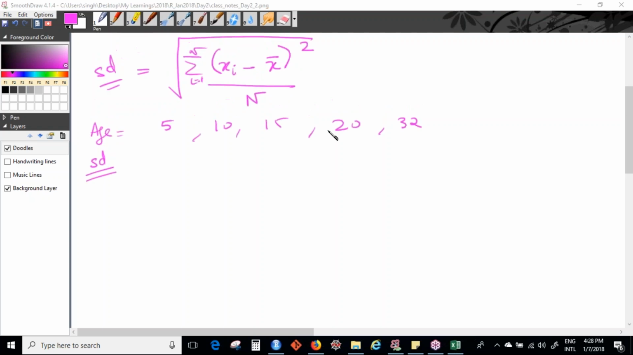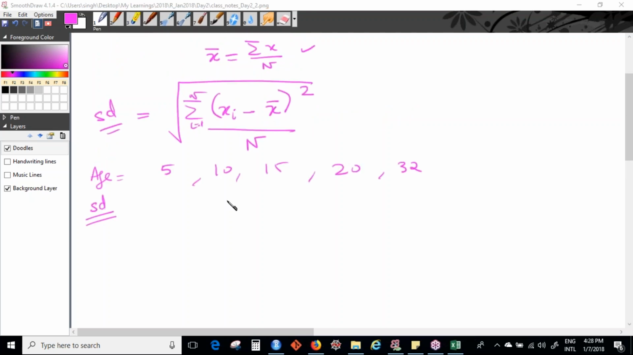So can you use this formula and try to calculate this? Can you try to calculate standard deviation for this? And then maybe I'll tell you how it is done. So try if you can on your own. Meanwhile, I'll get some water and come.